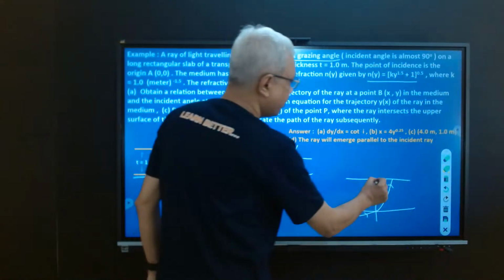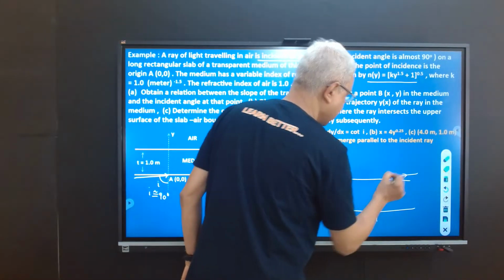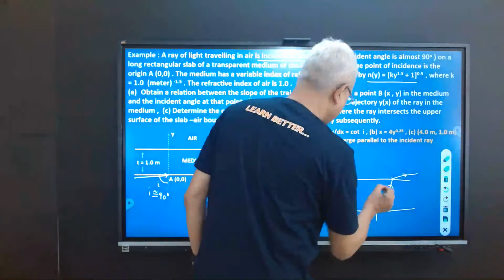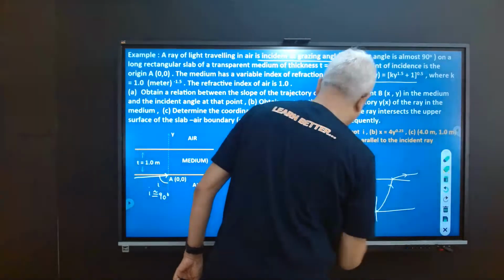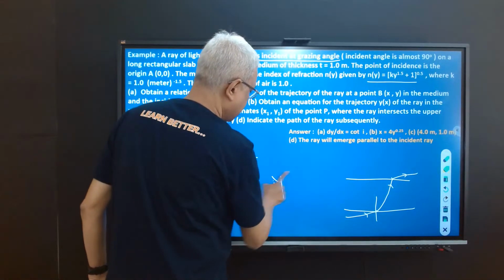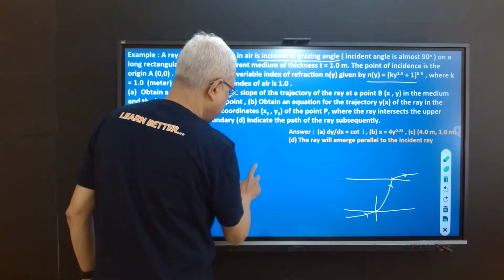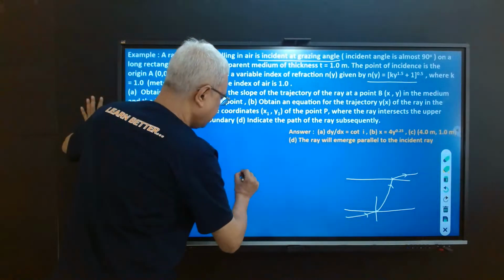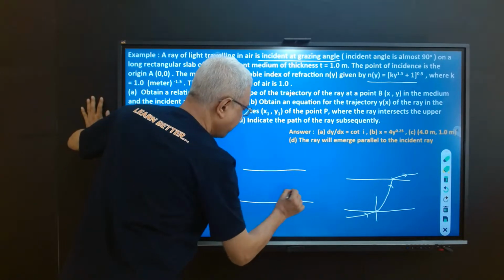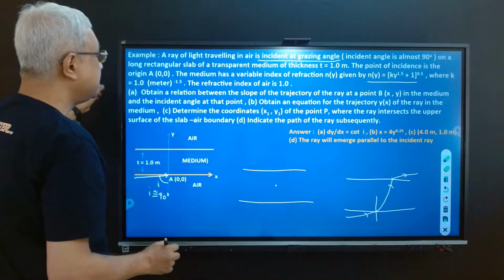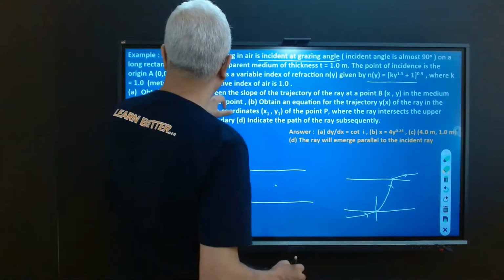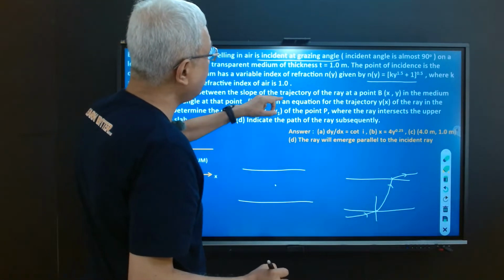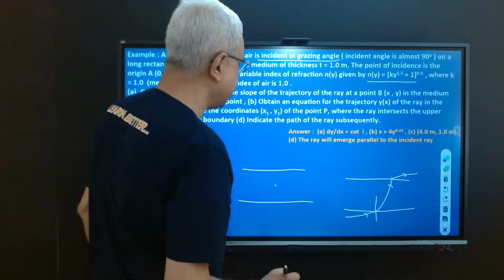And again, finally, when it emerges like this. Okay. Now, at any point in between the boundary interfaces of the media and air, what happens? Let us see. So, it says this is one point B(x, y). It is said that we obtain a relation between the slope of the trajectory of the ray at a point B(x, y).